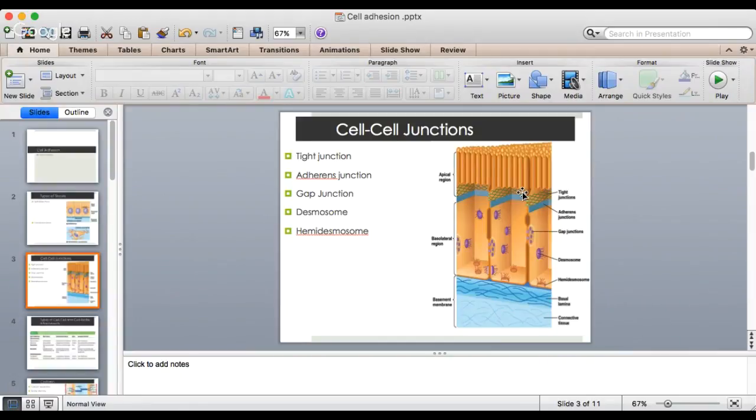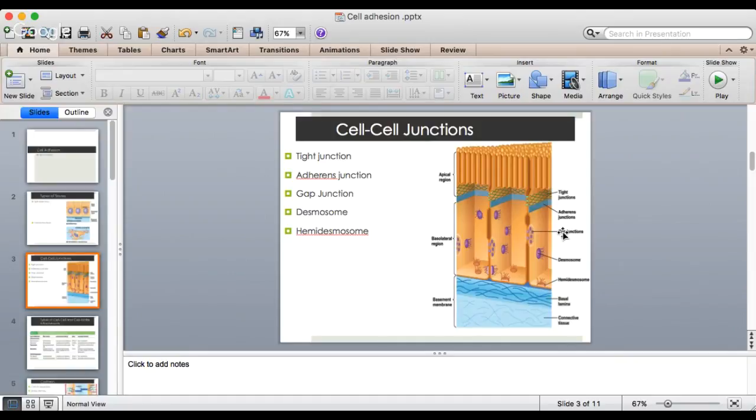Next, you have the adherens junction. The adherens junction is right under the tight junction, which can be seen here, but it's in the basolateral region. And this is one of the types of adhesive junction that binds tightly to neighboring cells and actually attaches to the actin.